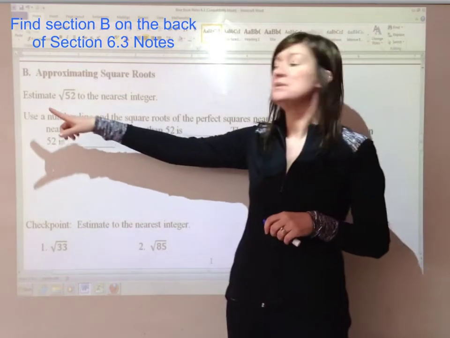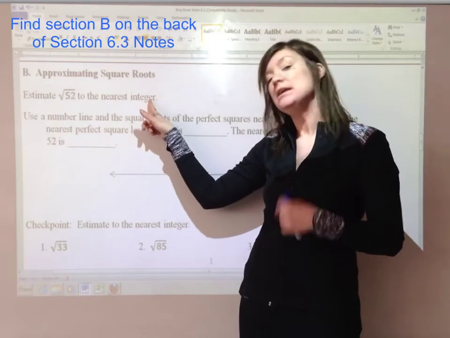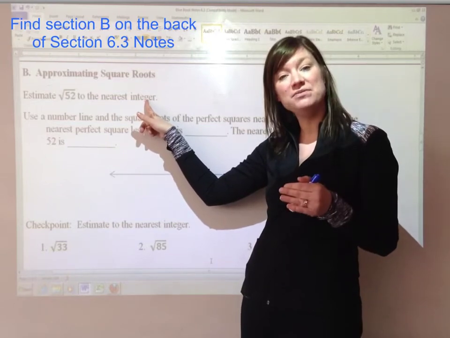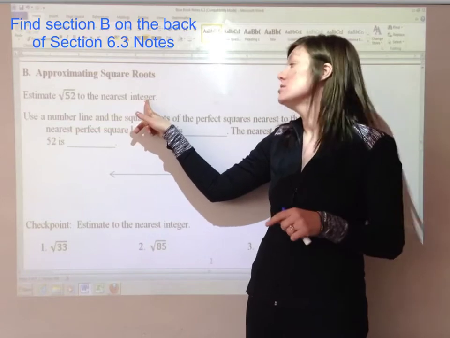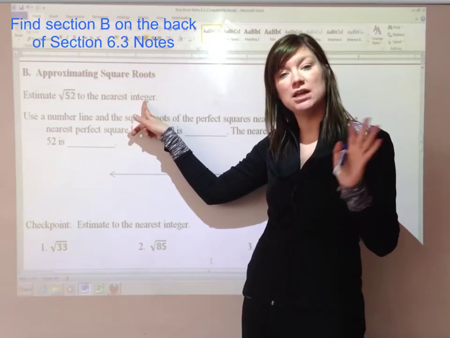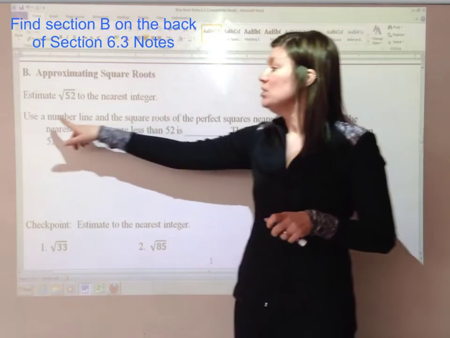So our first problem is going to be estimate the radical of 52 to the nearest integer. Now, understanding vocabulary is huge. So integers are positive whole numbers and their opposites. So there's no fractions in here, no decimals in here. We're just looking at whole numbers and their opposites as our final answer. So use the number line.